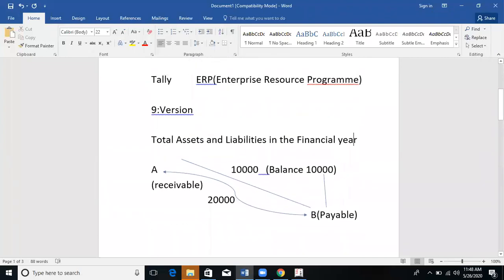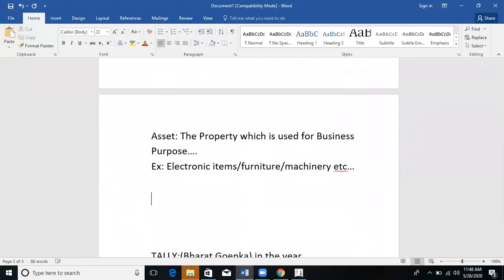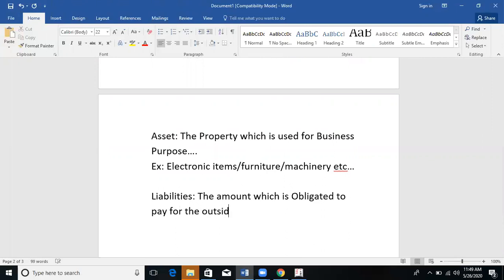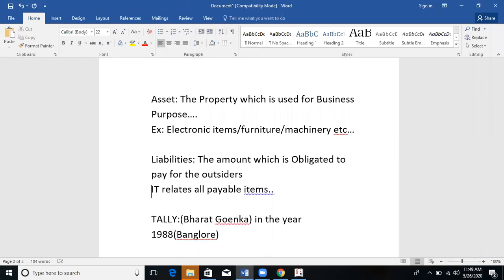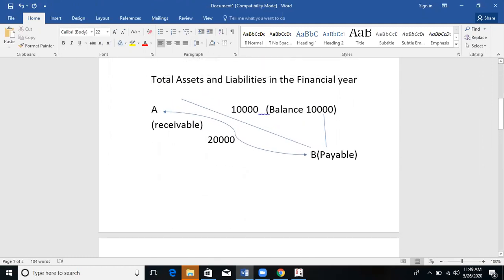Next, liabilities. It's nothing but the amount which is obligated to be paid to outsiders. It relates to all payable items. As per the scenario here, A gave 20,000 rupees to B. B has paid only 10,000 rupees. Balance, how much does B need to pay? 10,000. The 10,000 from B's point of view is payable. It is known as a liability.